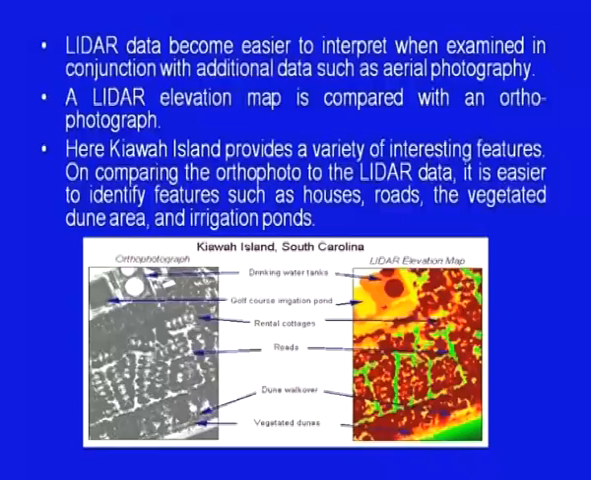LIDAR data become easier to interpret when examined in conjunction with additional data such as aerial photographs. A LIDAR elevation map is compared with an orthophotograph. Here, Kiwaya Islands provide a variety of interesting features. On comparing the orthophotograph to the LIDAR data, it is easier to identify features such as houses, roads, the vegetated dune areas and irrigation ponds.